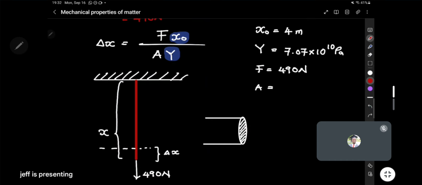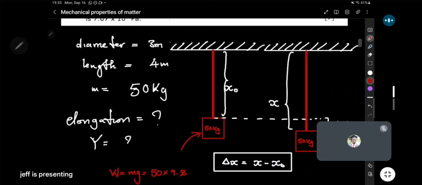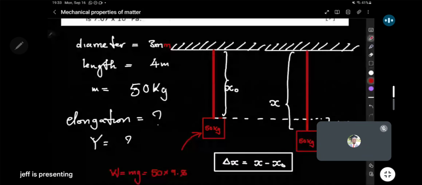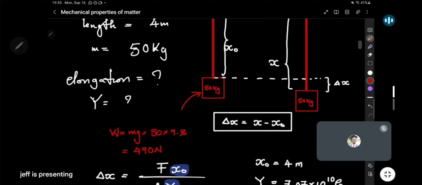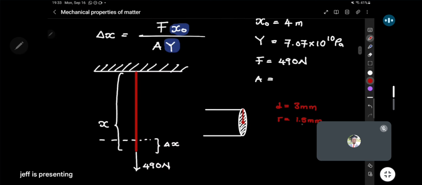So if we take the radius of the wire to be from here to there, in the problem they gave us the diameter of the wire. The diameter was given as 3 millimeters. So from the 3 millimeters, we can get the radius. The radius will be equal to basically half of the 3 there. We can write that as 1.5 millimeters. And then from here, we know we need that value in meters.